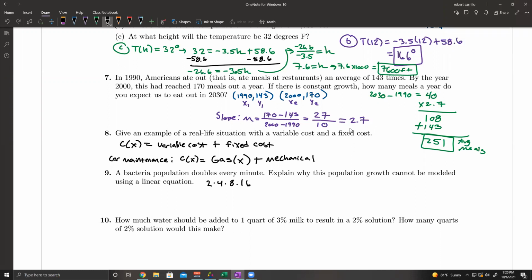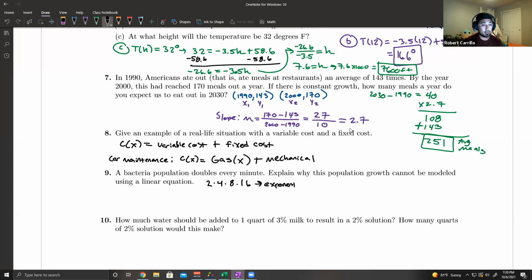Good, good. And the name for that is called exponential. So if bacteria is doubling every minute, it becomes an exponential equation. And you would have to represent it. Since this is doubling every minute, it would be represented by 2 to the x power, 2 squared, 2 cubed, 2 to the 4th. So that's how you would have to represent it.